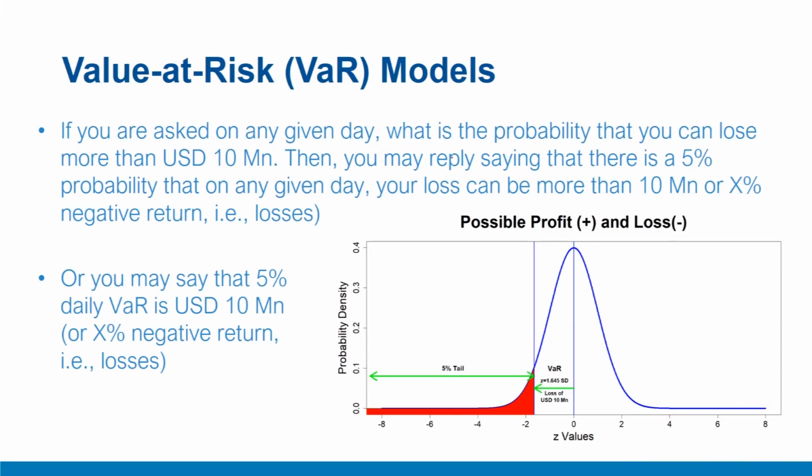If you are asked on any given day what is the probability that you can lose more than $10 million, then as a first step you'll try to plot your returns from negative returns to positive returns. These are your losses or these are your gains. And then on the vertical axis you have frequency or probability density of returns. Often it is said that this kind of graph can be very nicely represented by a normal or standard normal distribution. If you are using standard normal distribution, then on the x-axis you have what we call z values or units in terms of standard deviations. This is a very effective way of representing the probability density distribution of a variable like return.